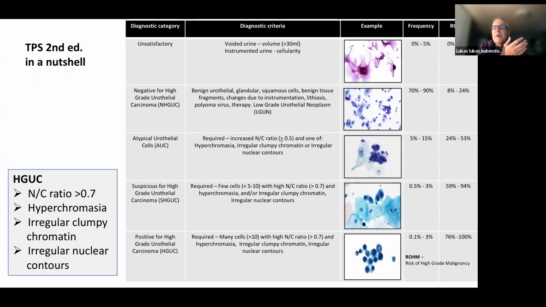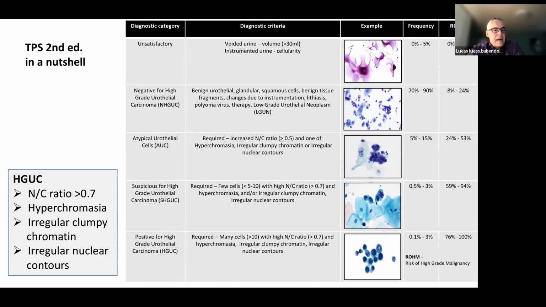For example, for atypical cells, they occur in 5 to 15% of all specimens. And the risk of high-grade malignancy lies between 25 to a bit more than 50%. There are quite large ranges, and as we go on in the future, it will be more stringent, more narrow, hopefully. There will be more definite answers to those. You also see on this table that there is no low-grade urothelial neoplasia category. I will talk a bit about this later.